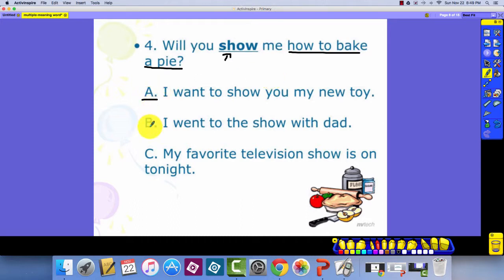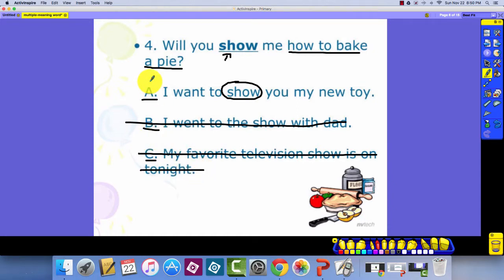So let's read options A, B, and C and see which option tells us how show is used in the same way. I want to show you my new toy. So show in this sentence is asking you how to display something, okay? So far I think it's option A. I went to the show with Dad. In the sentence, will you show me how to bake a pie? They weren't going to watch anything, so I don't think option B can be the correct one. C, my favorite television show is on tonight. Okay, again, they weren't talking about watching any sort of television show or movie, so option C is not it. So my best answer choice here is A, I want to show you my new toy.